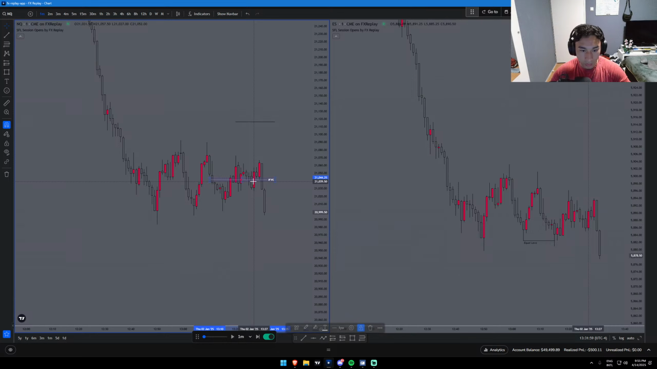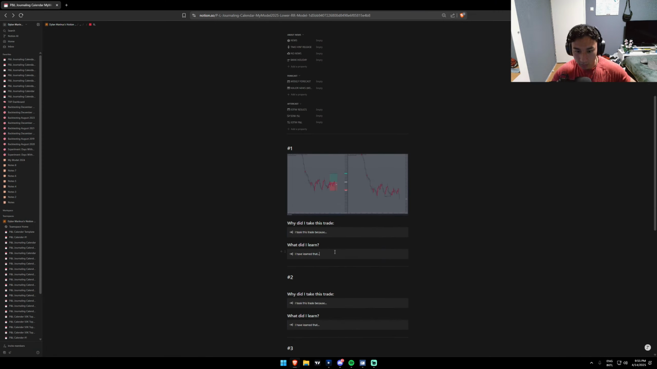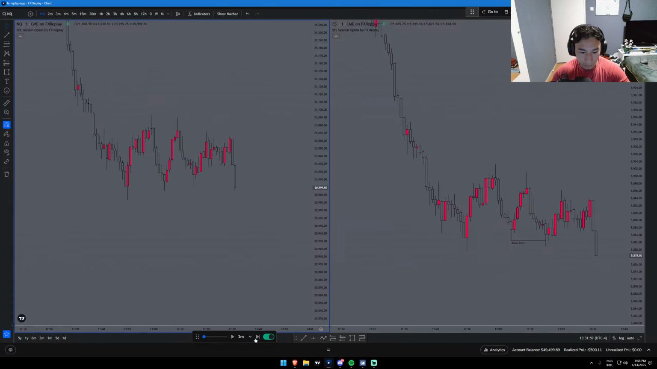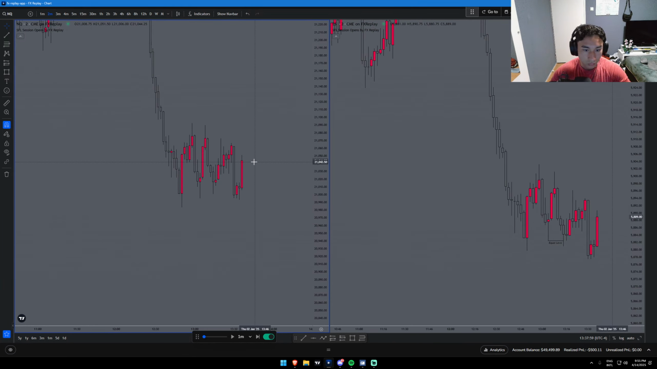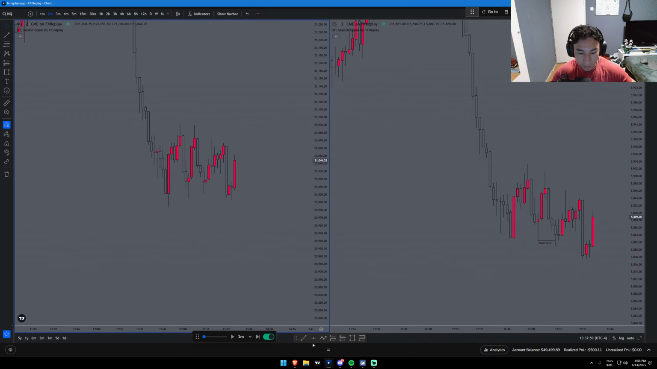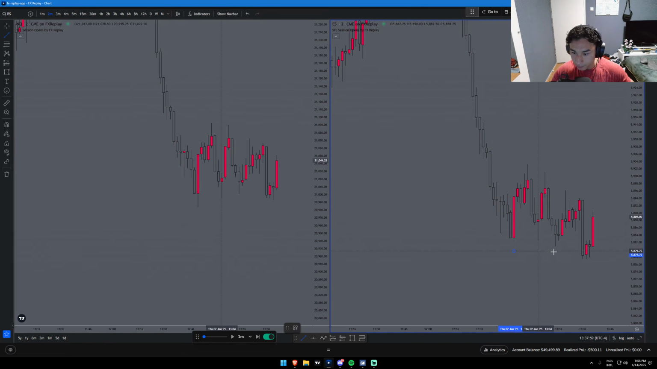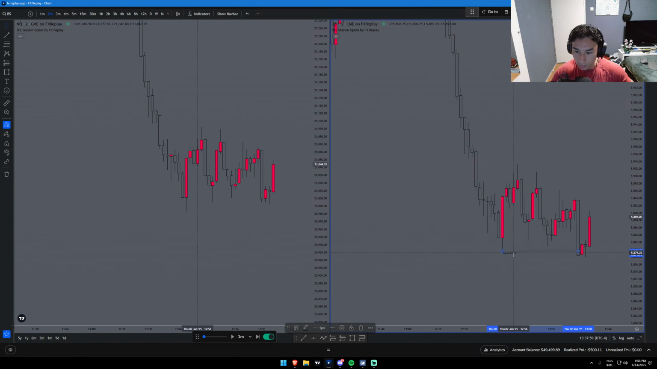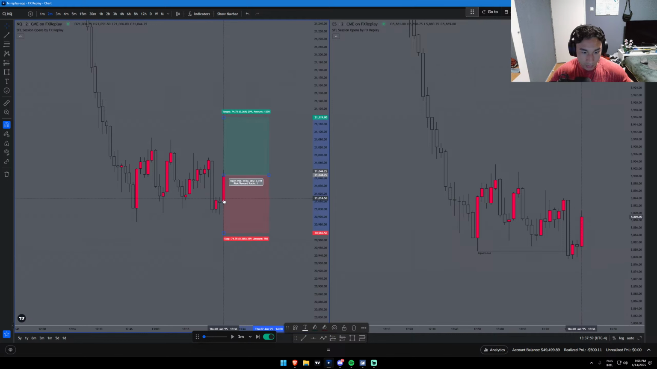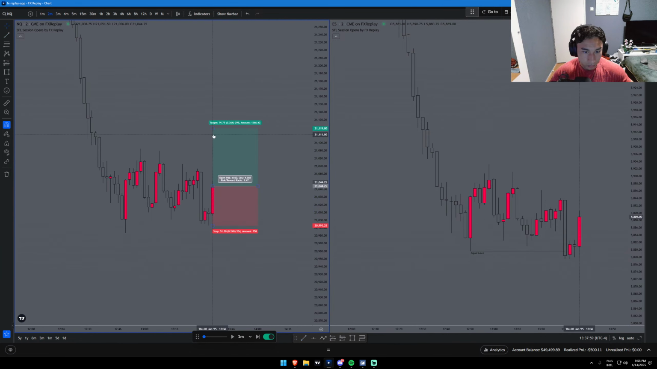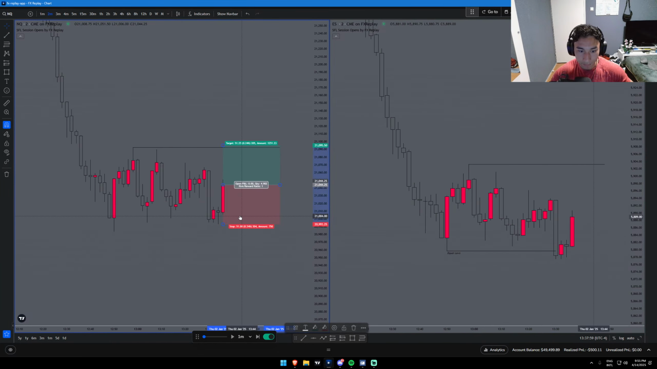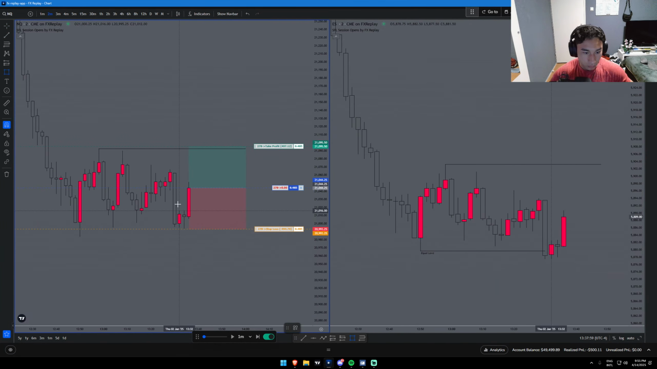Okay. So I'm still looking for some kind of long actually. Okay, and that's literally right now. Got equal lows. 1336. Break even. That would be TP. Okay, let's see.